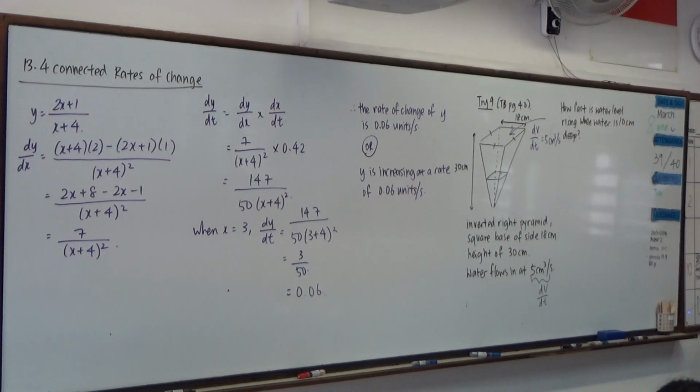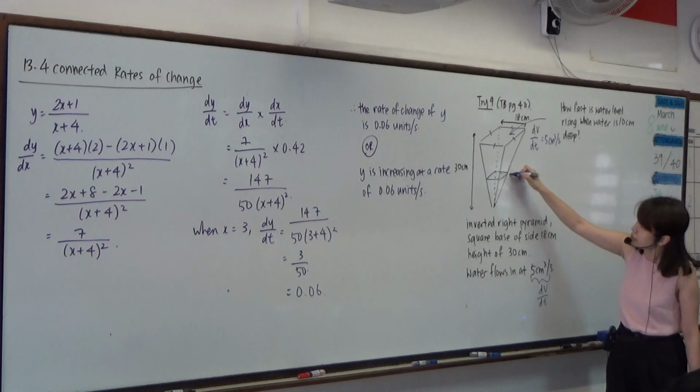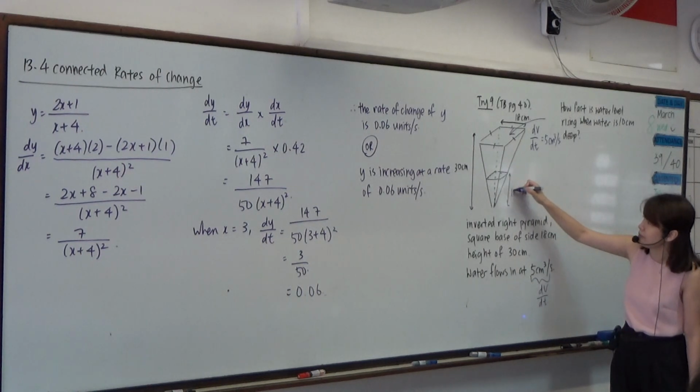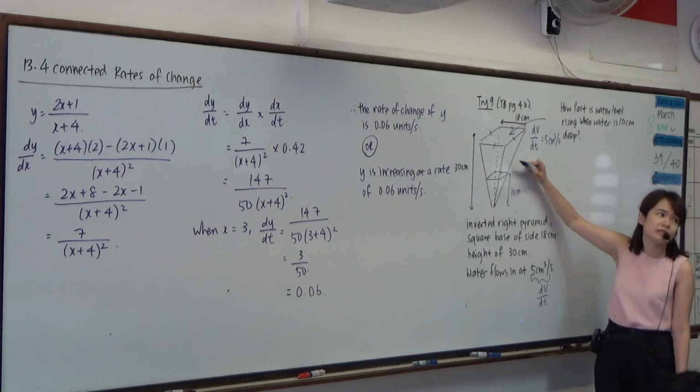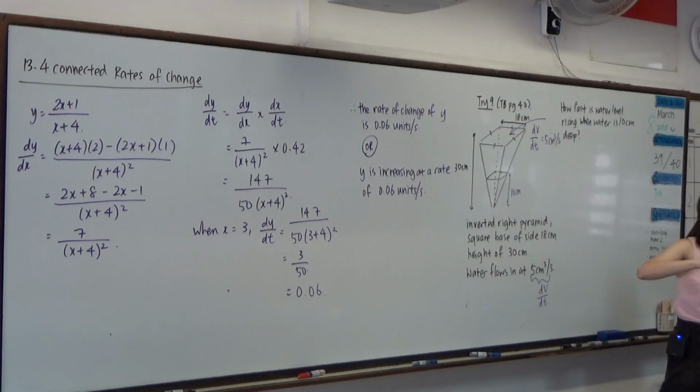Okay, question asks how fast is the water level rising when water is 10 cm deep? So that means that when the water is 10 cm deep, we want to know what is the rate of the increase in the volume. Okay, you may be wondering why are we looking at this? Why are we looking at solving such a thing?